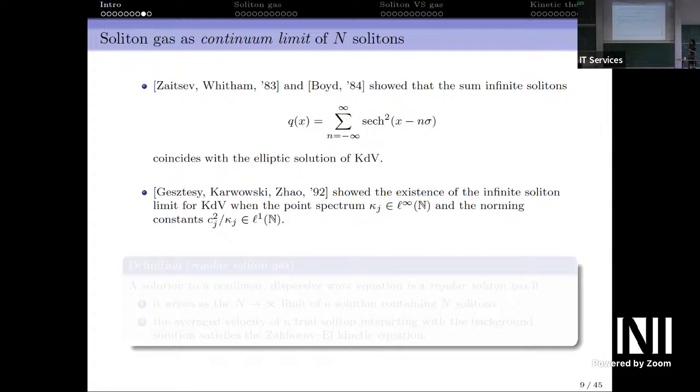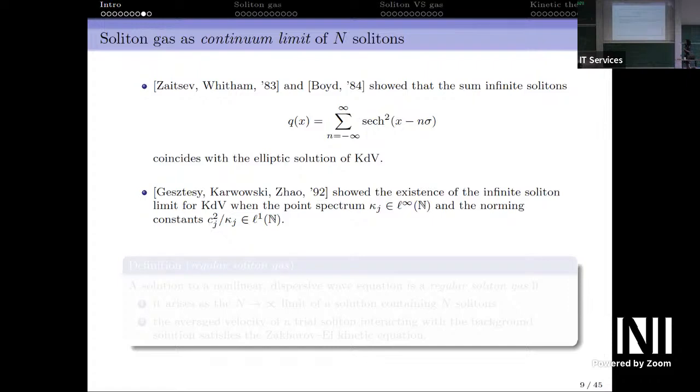So there are two papers in the 80s by Zaitsev and Wittam, and then another one by Boyd, where they actually show that if I sum an infinite number of solitons of this form, hyperbolic secant squared, with X minus and sigma, basically solitons that are identical and equally spaced, this coincides with the elliptic solution of KdV. So this function makes sense.